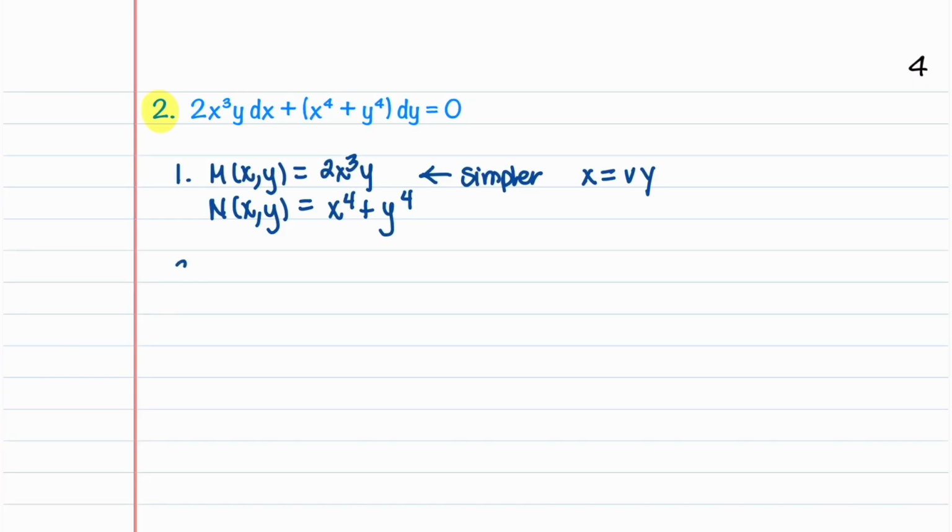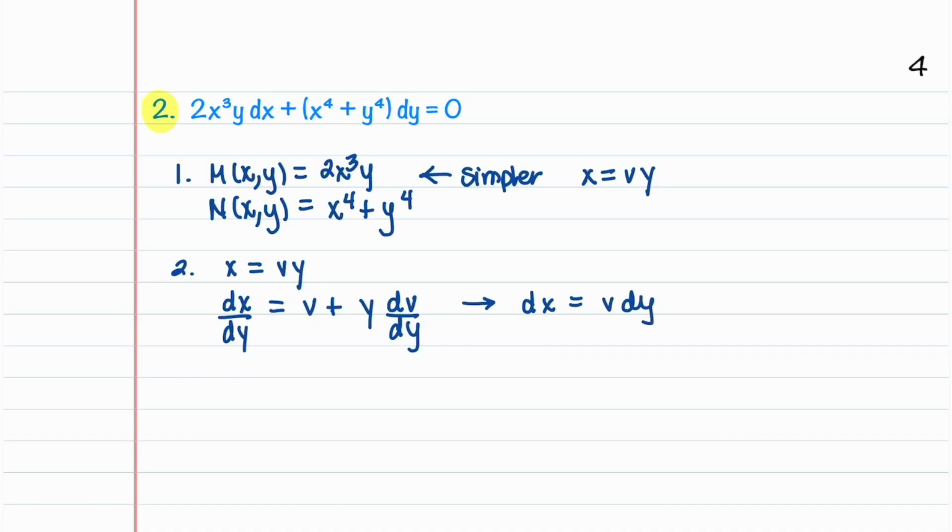In step 2, we are going to differentiate this change of variables. We're going to take the derivative with respect to y. So this gives us dx dy is equal to v plus y dv dy. Writing this in differential form, we get dx is equal to v dy plus y dv. Let's highlight these because we are going to need these.